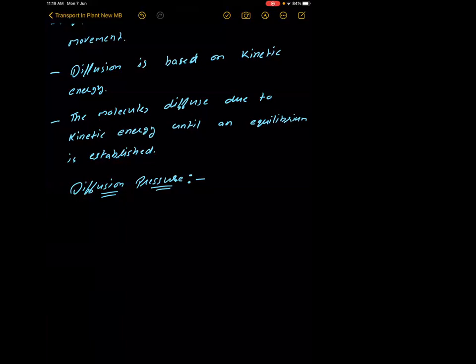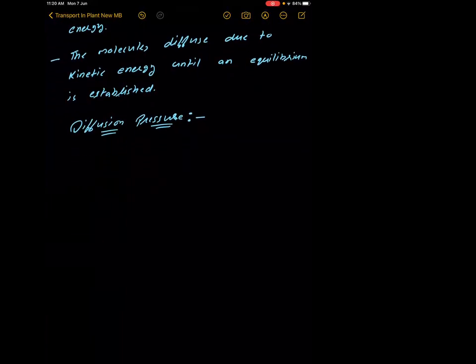Fine. So gas, liquid, and then solid. But generally in liquid, when viscosity increases, diffusion decreases. So pure water has maximum power, maximum diffusion pressure. Fine. Diffusion pressure.